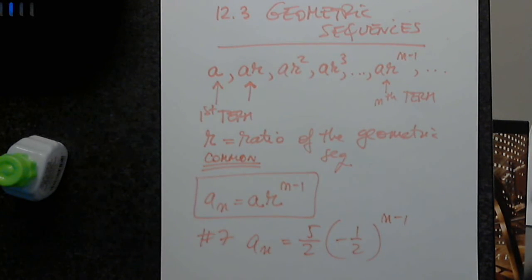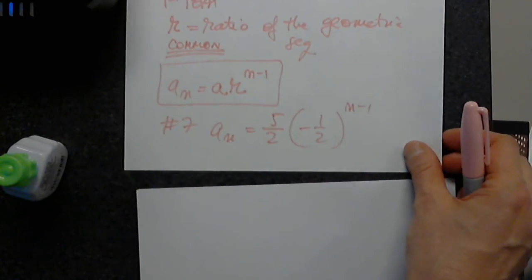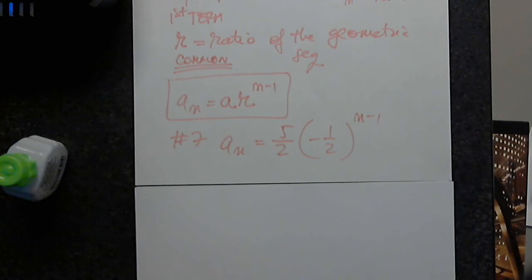Find the first 5 terms. And what is the common ratio? And we can also graph. When we graph a sequence like this, we can identify whether it's increasing or decreasing.